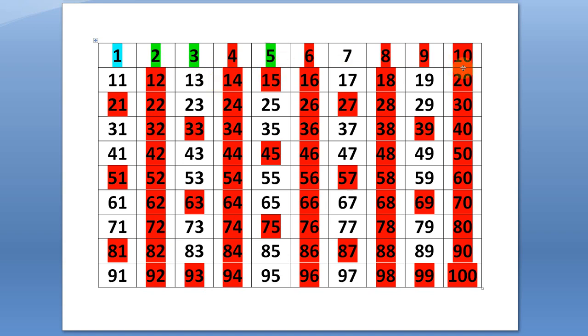So 5's prime, 10's already out because that's even. 15's already out because that was crossed out by 3. 20's already out because that's even. 25 is not crossed out yet, so we can cross that out. 30's already out because that's even. 35 is not crossed out yet. 40's crossed out because that's even.